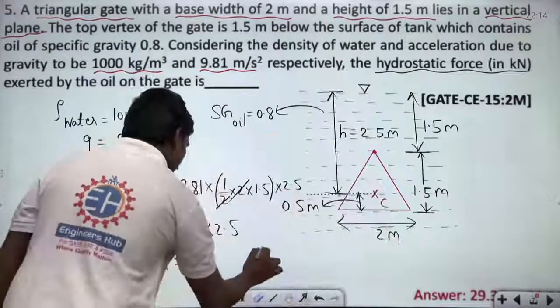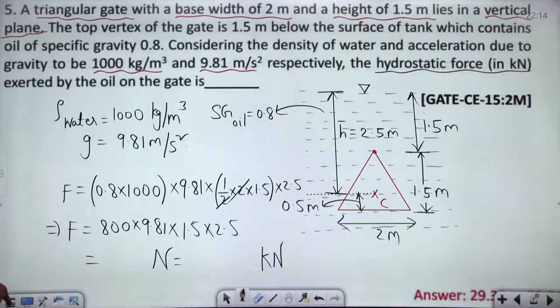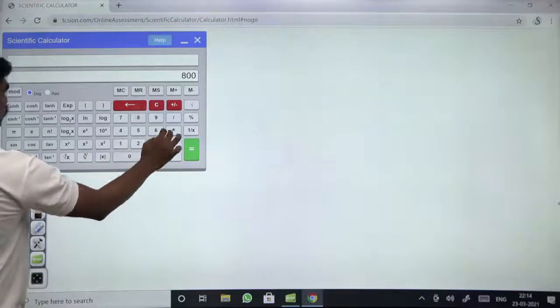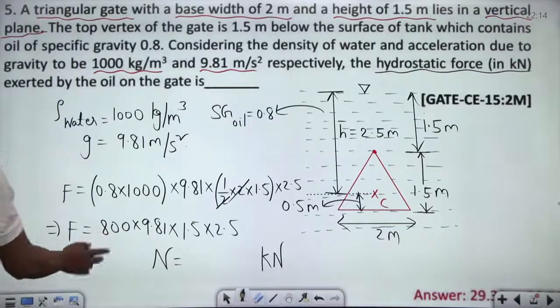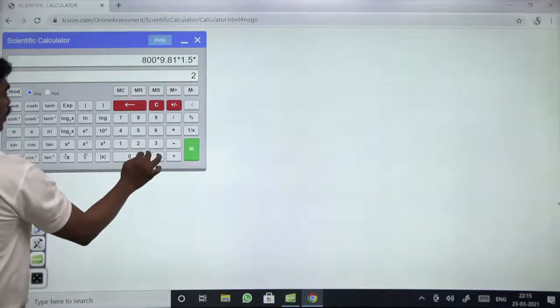Okay. So if you want the answer in kilonewtons, first of all, let us find what is the answer in newtons. So if you want to know what is the answer in newtons, 800 into 9.81 into 1.5 into 2.5.